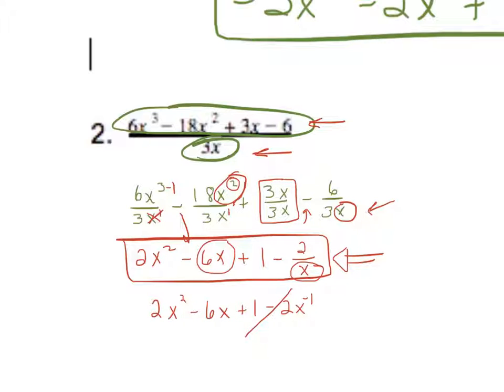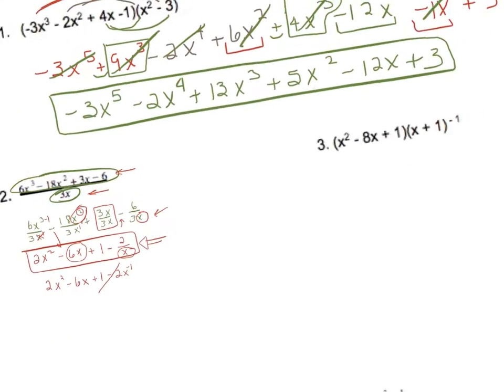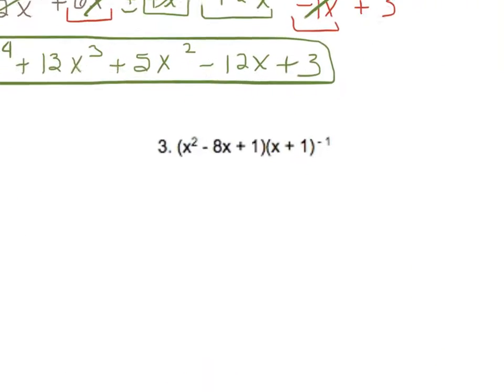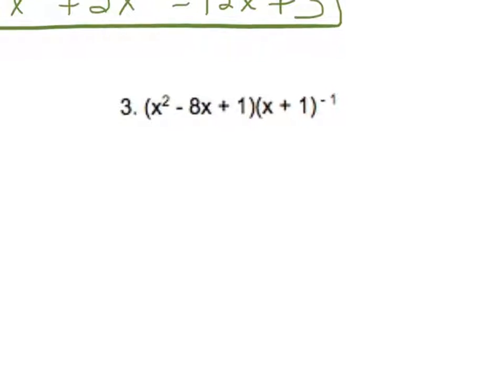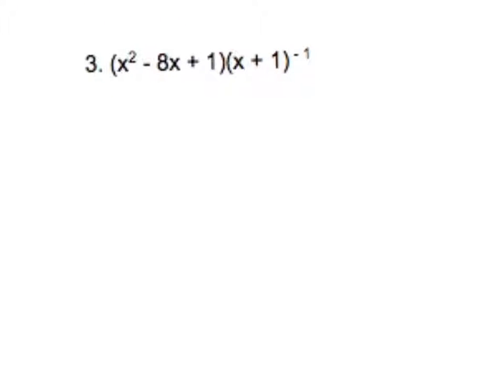All right, let me erase that little mark I just made there. I'm not sure why that happened. Anyway, let's go on to problem 3 now. There's number 3. All right, in problem 3, set it up high here. You'll notice this negative exponent, this negative 1 exponent. That means put me in the denominator, so this is a division problem. So this is x squared minus 8x plus 1 divided by x plus 1.